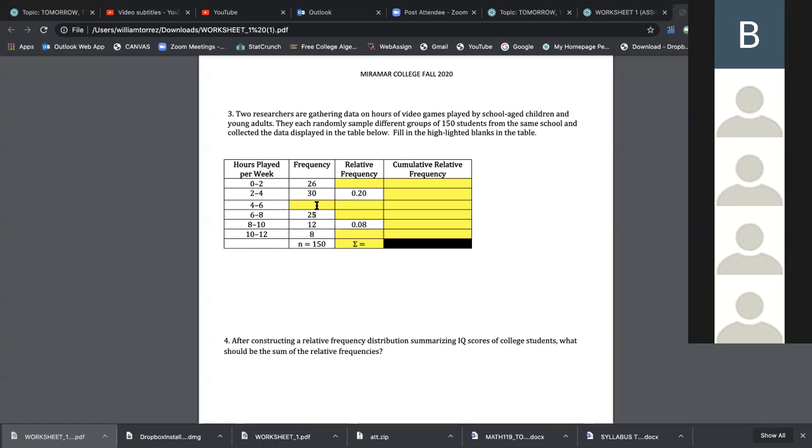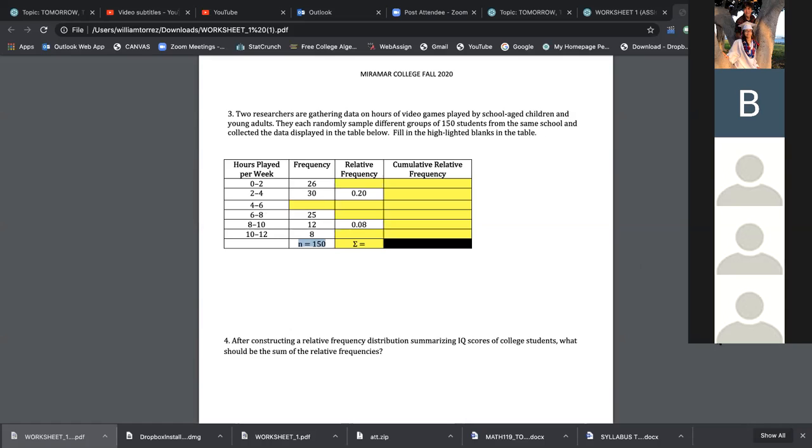Now, here's a blank right here. And we're going to figure out what that blank contains here. And here's how we're going to do it. Now, if we add up all of the frequencies in all of the classes here, what should the number be? Okay. Let's see. Let me call on Vivica. Vivica, are you there?